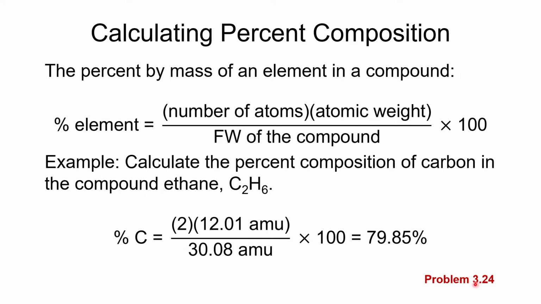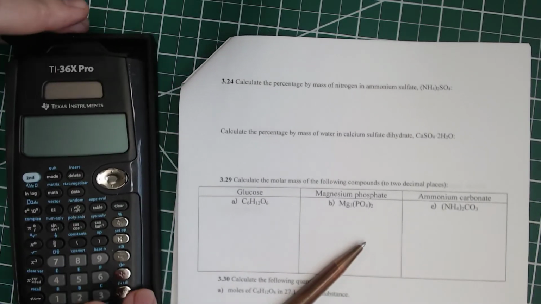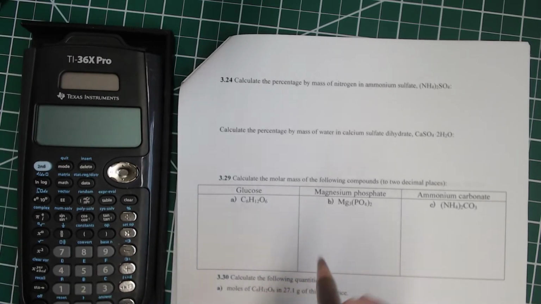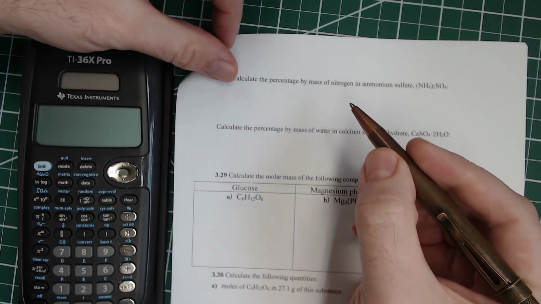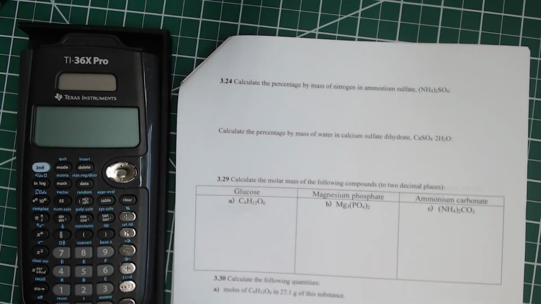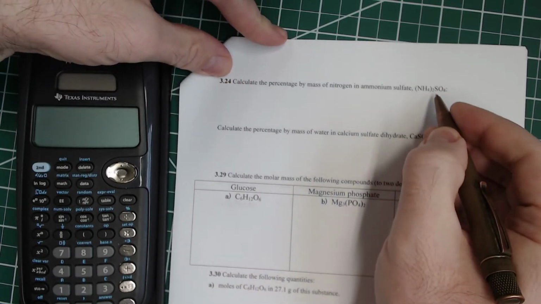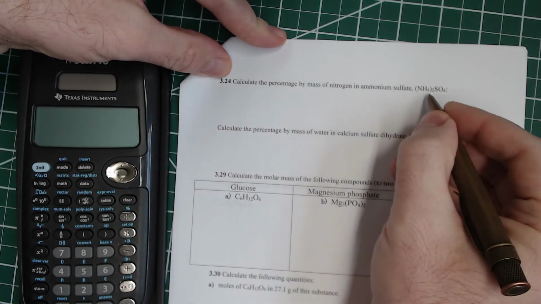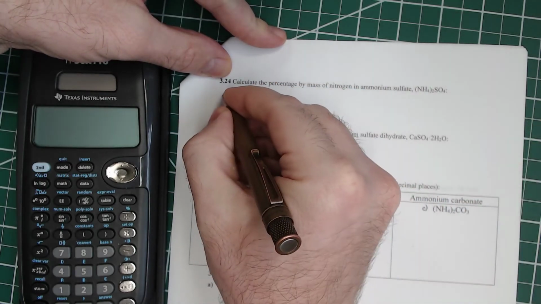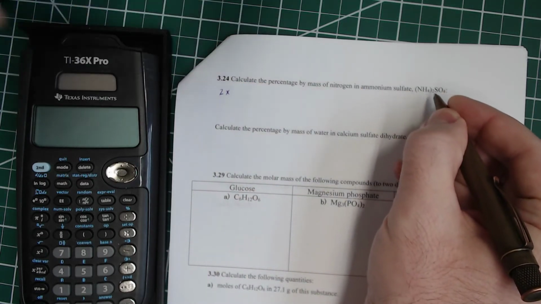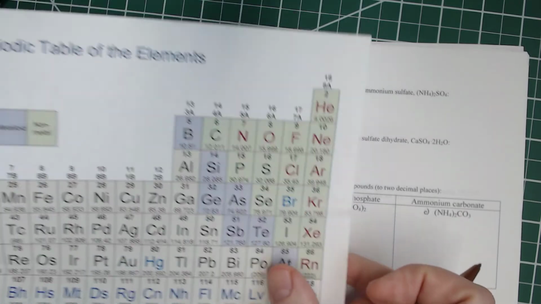All right, so let's look at number 24 on the in-class assignment. It says, calculate the percent by mass of nitrogen in ammonium sulfate. Well, the first thing that we're going to need to do is get the formula weight of ammonium sulfate. So we need to count how many of each element. There are 2 of the nitrogens. So nitrogen, and I'll pull over the periodic table here.